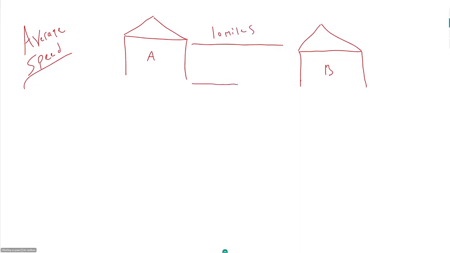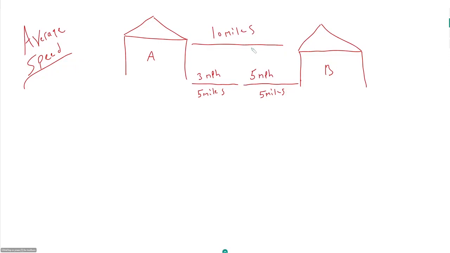So let's say we cut his trip in half. For the first 5 miles of his trip, our guy is walking at a rate of 3 miles per hour. And then for the last 5 miles of the trip, he jogs at a rate of 5 miles per hour. And if I were to ask, what is his average speed for his trip?